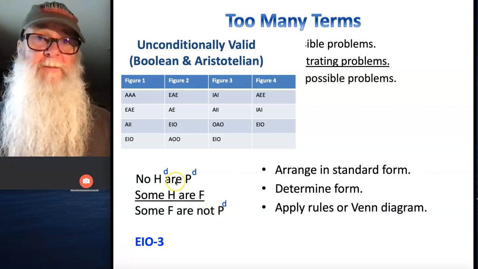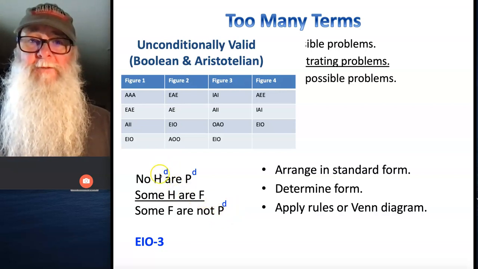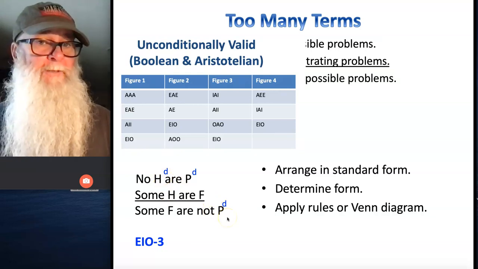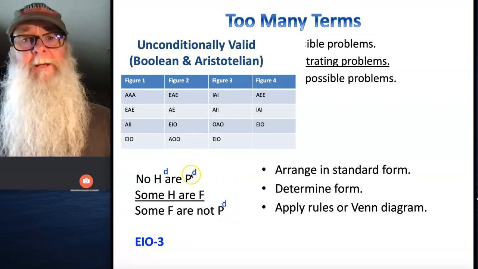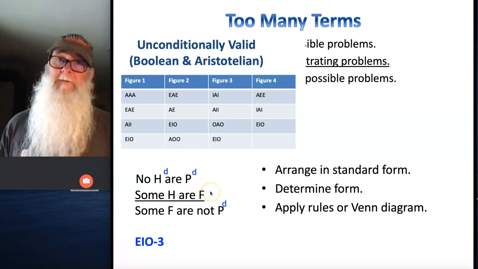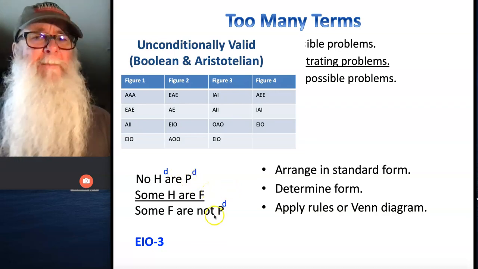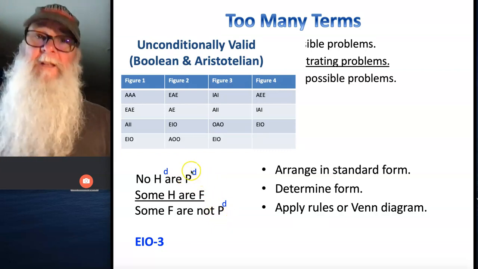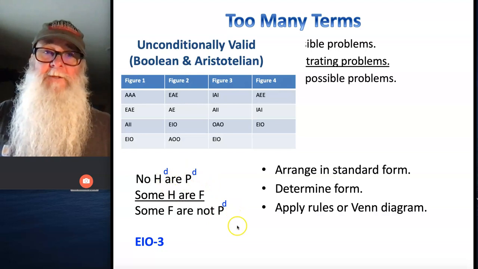The middle term needs to be distributed one time. H is our middle term and it's distributed right here in the first premise. If there's anything distributed in the conclusion, says rule number 2, then it better be distributed in a premise. And it is. You can't have 2 negative premises, and we don't. But if you do have a negative premise, you better have a negative conclusion, and we do. The 5th rule doesn't apply because we don't have 2 universal premises.